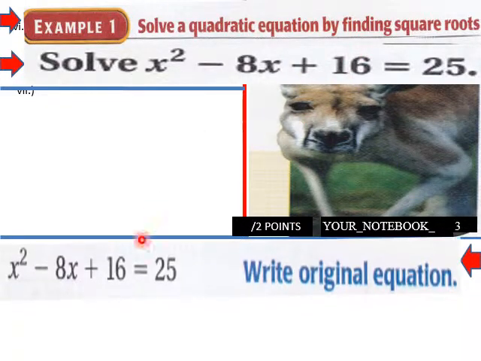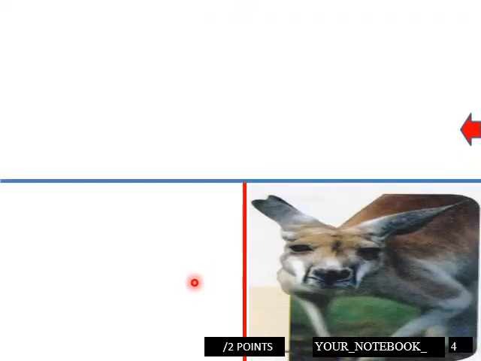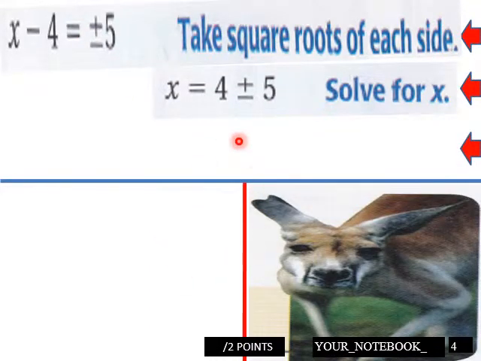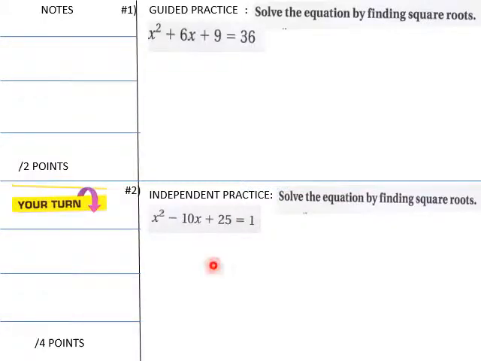We're going to use the square root method here to solve this. We have this trinomial, so we can go x minus 4 squared equals 25. This is a perfect square, and then we have a 25 over here. So take square roots of each side, and this is what we end up with. Then x would equal 4 plus or minus 5. That gives us two solutions: 9 and negative 1.